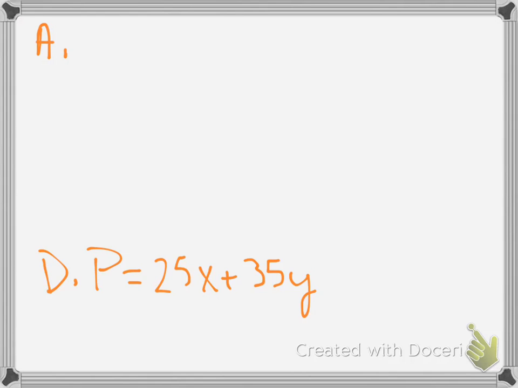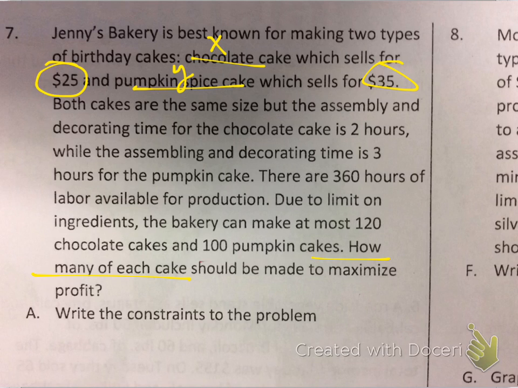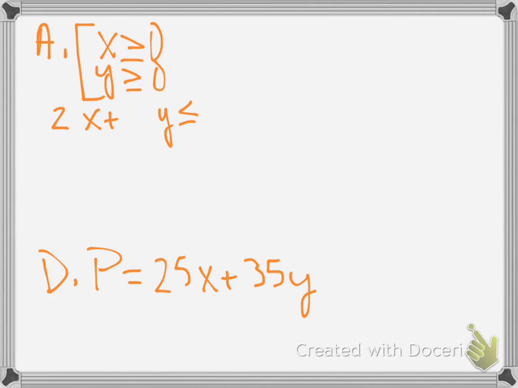Then how do I come up with Part A? Well, for Part A, you should always start off with your basic constraints: X greater than or equal to 0, Y greater than or equal to 0. Those are always there. Then you're going to have an X plus a Y less than some number. If you go back and look here, they're telling you there's 2 hours for the chocolate, 3 hours for the pumpkin, and there's 360 hours. Notice hours, hours, hours: three things that all match up, put them together. So I would go, okay, 2 for the chocolate, 3 for the Y, 360 hours.